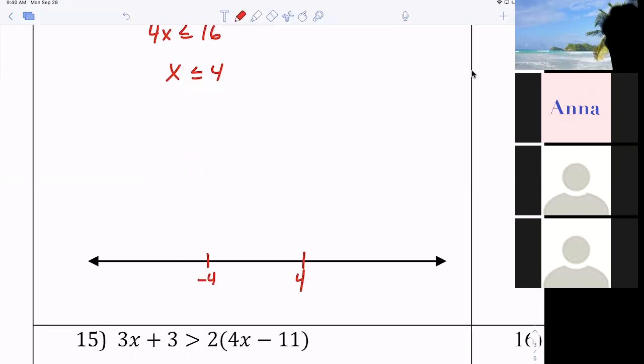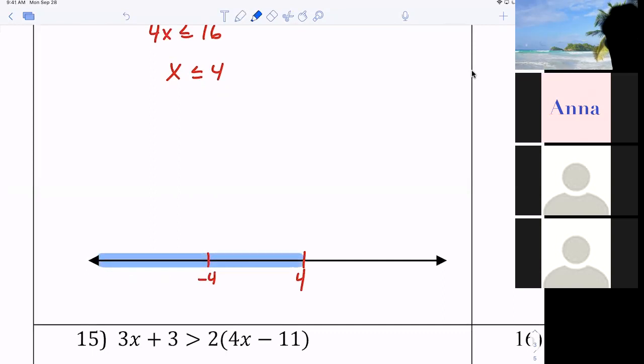So if I'm at 4, am I going to go to the right or to the left if I'm getting less than? Left. Because if I go to the right, the next number is 5. 5 is what? Greater than 4. Right? 5 is not less than 4. So I'm going in the wrong direction. So I need to be going which way? Left. Thank you. Less than or equal to 4, this direction, and I almost forgot to make the dot what?